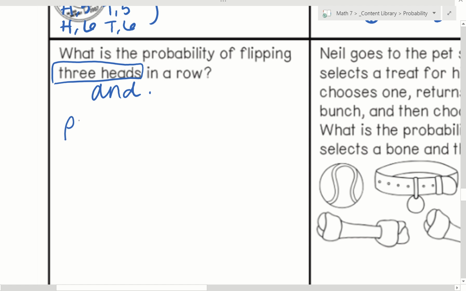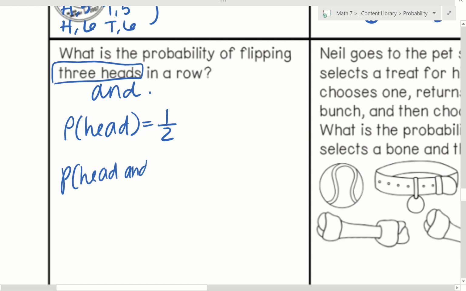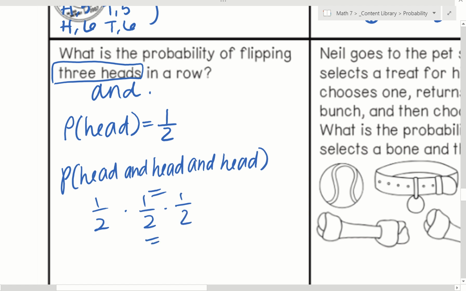So let's see. Probability of a heads is 1 out of 2 because the other option is tails. So the probability of a head and a head the second time and another head would be 1/2 times 1/2 times 1/2, which would equal, 2 times 2 is 4, times 2 is 8, 1/8.